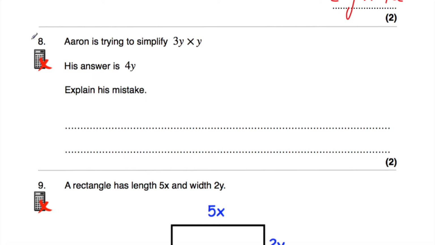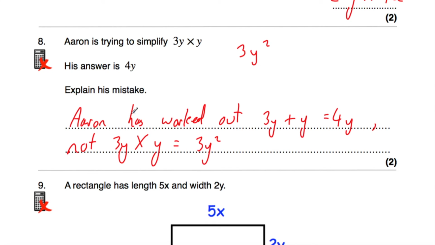Okay, let's have a look at our next question, question number 8. Question number 8 says, Aaron is trying to simplify 3y multiplied by y, and his answer is 4y. Explain his mistake. Well, here we've got 3y multiplied by y. Let's work out what the answer would be. We've got 3, and then we've got y times y. That would be y squared. So 3y multiplied by y would be 3y squared. Now his answer is 4y, so he hasn't actually multiplied these together. He's added, 3y plus y would be 4y. So Aaron's mistake is Aaron's worked out 3y plus y, which is 4y, not 3y multiplied by y, which would be 3y squared.